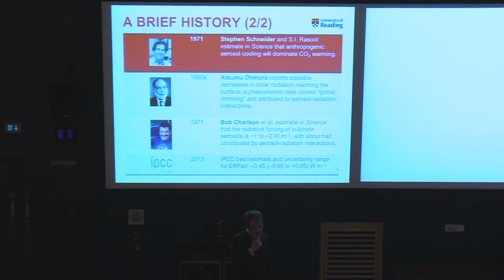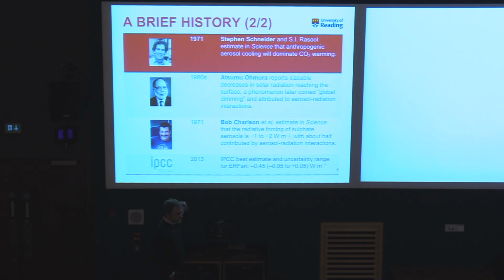Then in the 1980s, there's a Japanese scientist working in Switzerland, Atsumu Ohmura, who measured radiation at the surface and found a decreasing trend. So there was less radiation from sunlight reaching the surface. And that's been coined later the global dimming phenomenon. And that's been attributed to aerosols interacting with radiation and then decreasing the amount of radiation reaching the surface. So that's the impact of pollution directly on the energy budget of the planet.